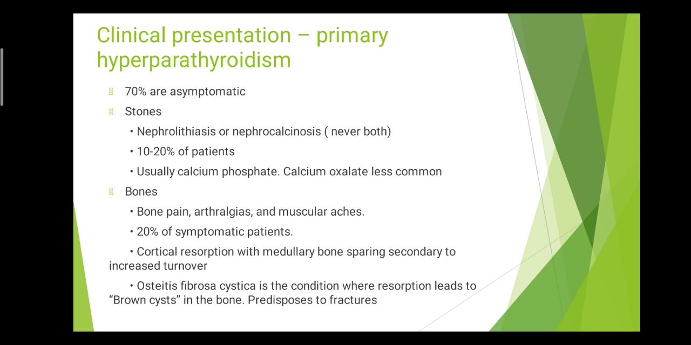Coming to clinical presentation, 70% of patients are asymptomatic. They may present with stones, such as nephrolithiasis or nephrocalcinosis, in 10 to 20% of patients, usually calcium phosphate; calcium oxalate is less common. In bone, patients complain of bone pain, arthralgia, and muscular aches. In 20% of symptomatic patients, there is cortical resorption with medullary bone sparing secondary to increased turnover. Osteitis fibrosa cystica is the condition where resorption leads to brown cysts in the bone, predisposed to fractures.